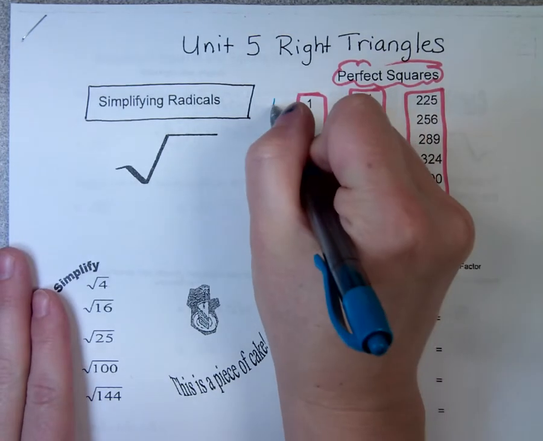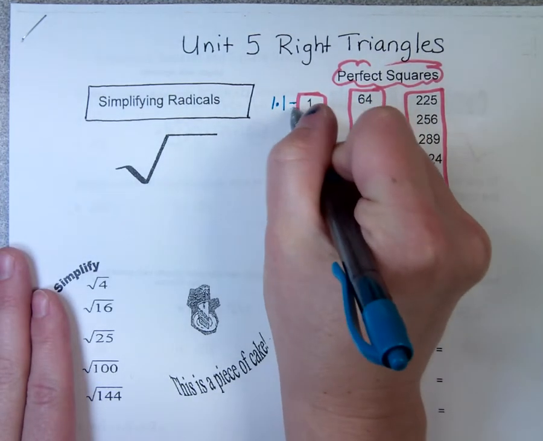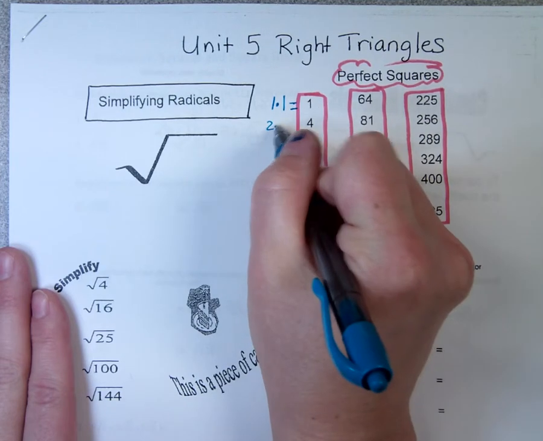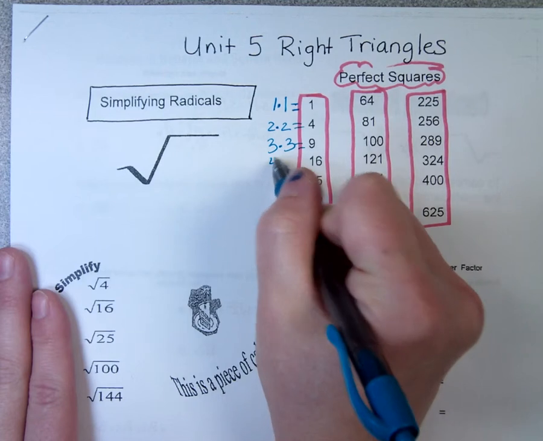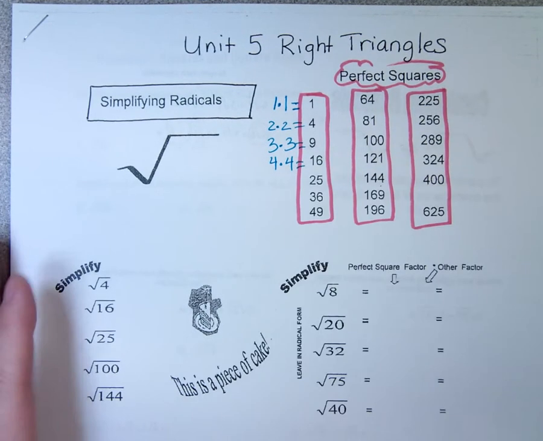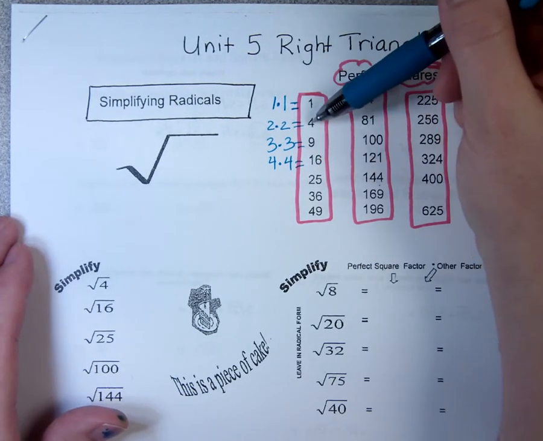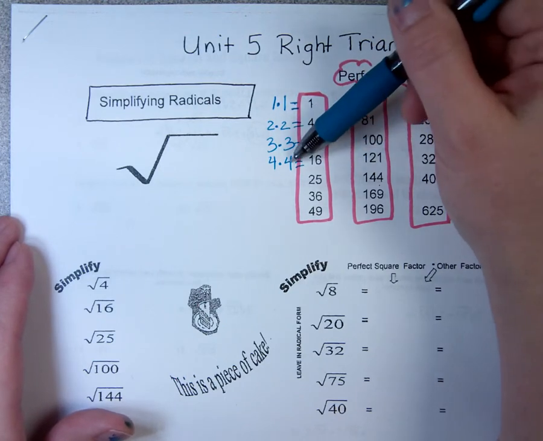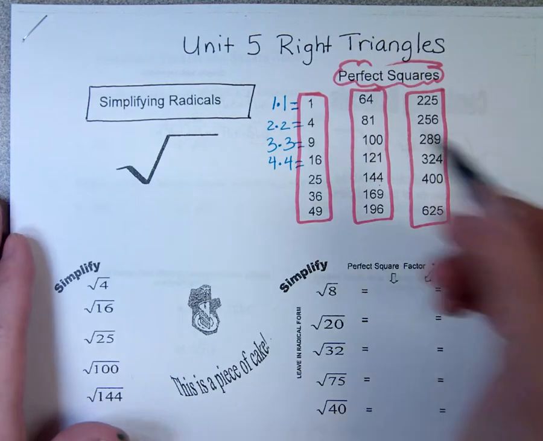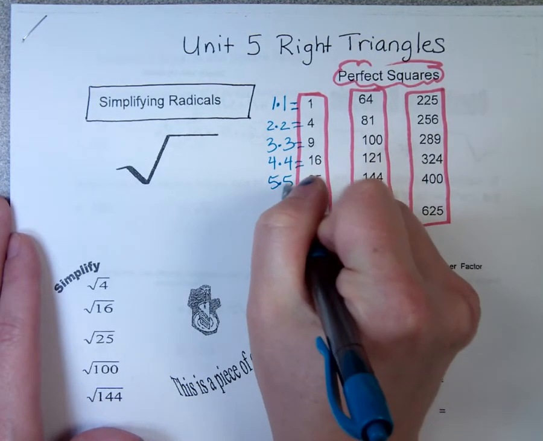You just go through this list of what's 1 times 1, 1. What's 2 times 2, 4. What's 3 times 3, 9. What's 4 times 4, 16. And then the square root of 1 is 1. The square root of 4 is 2. The square root of 9 is 3. The square root of 16 is 4. What's the square root of 25? And that's because 5 times 5 makes 25.